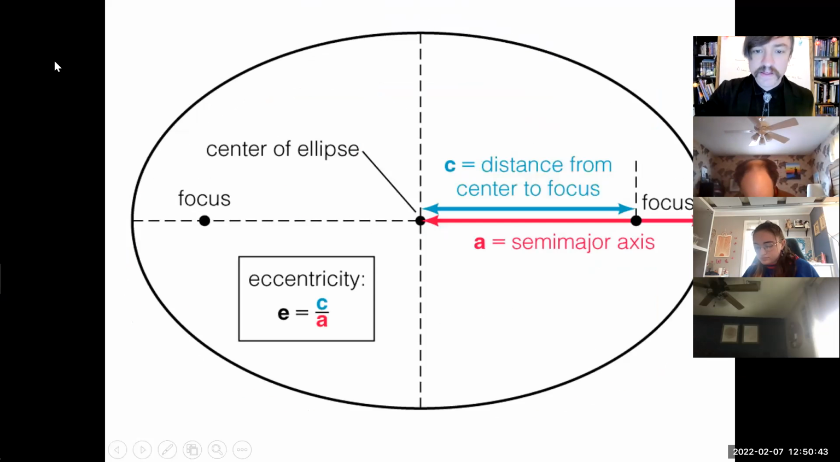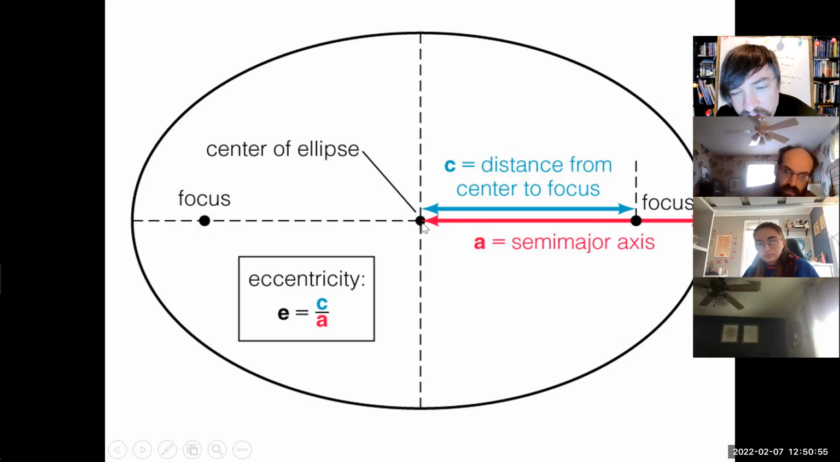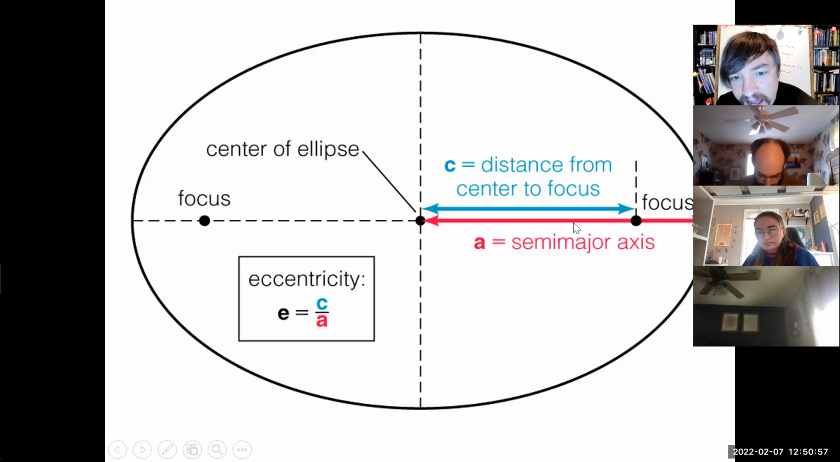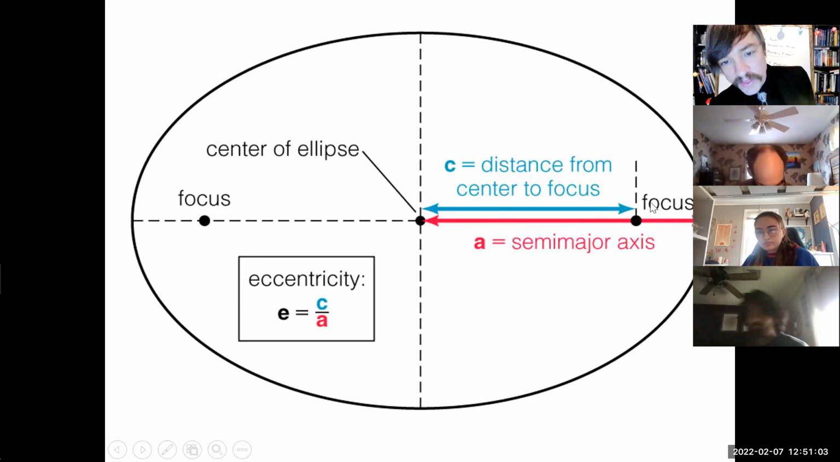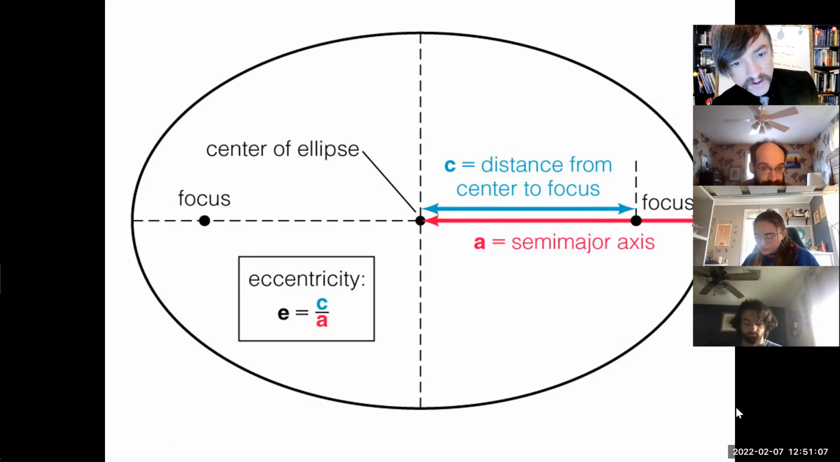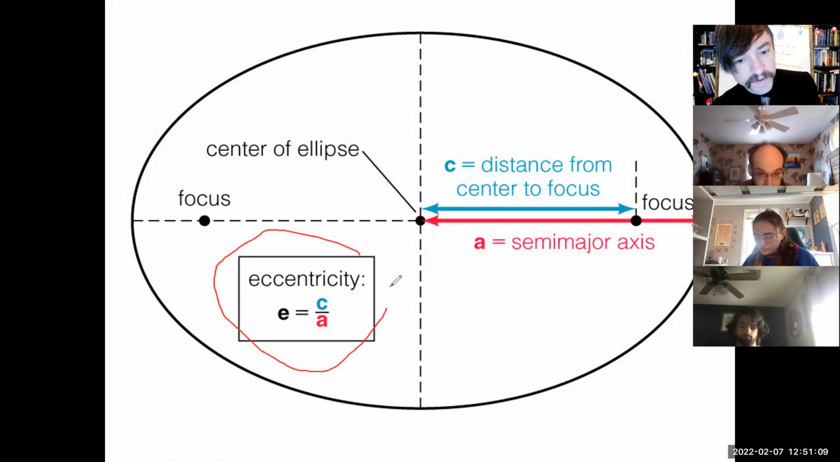And ellipses have a number of parameters that we're going to be labeling. They have a distance from the center to the focus. I call that the focus offset in blue. They also have something called the semi-major axis. It's the distance from the center to the edge, or half of the major axis. These 2 parameters help define something called the eccentricity of the ellipse.